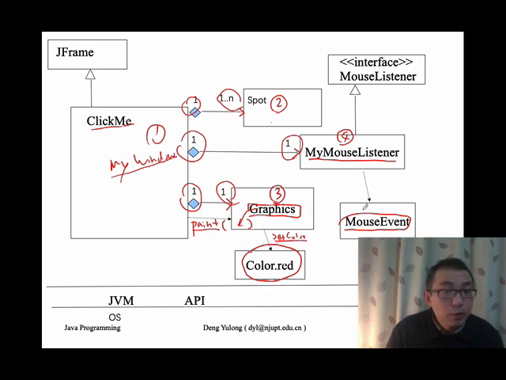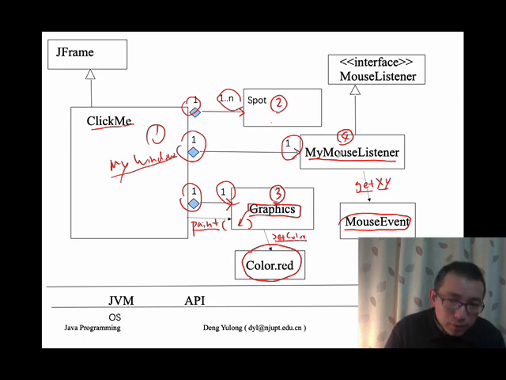Between them, the MouseListener uses the MouseEvent to do some kind of operations on the MouseEvent. So the relationship between them is the same as Graphics and Color. So it's dependency. So we use dependency to describe the MouseListener and the MouseEvent. The MouseListener uses a MouseEvent to get the position of this mouse. Okay, for example, getX, getY, get the position of the mouse.